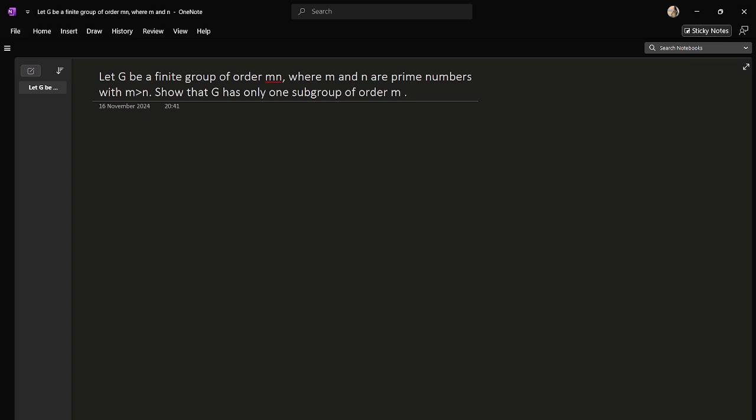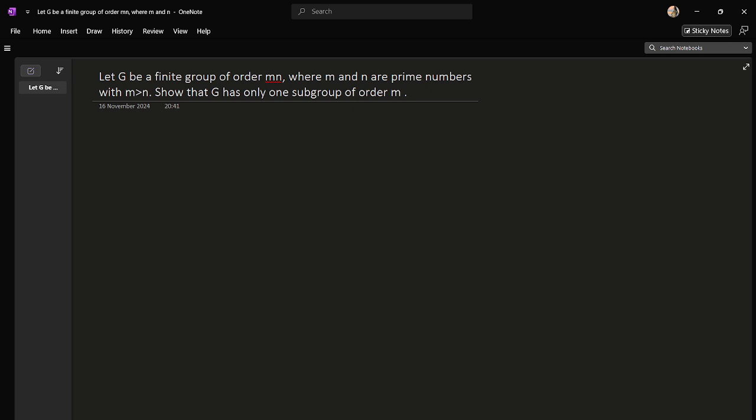So, what the question says is: let G be a finite group of order mn, where m and n are prime numbers with m greater than n. Let n be 3, then m will be at least 5, then 7, 11, 13, and so on. We have to show that G has only one subgroup of order m. We are going to use Sylow's theorem to solve the question.